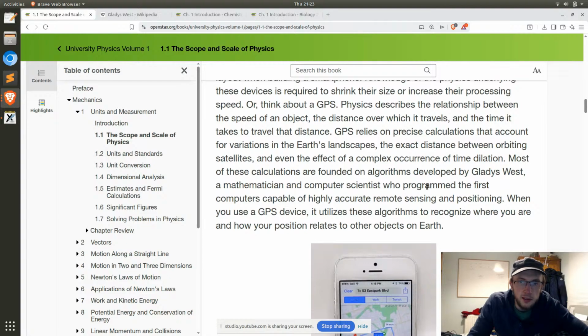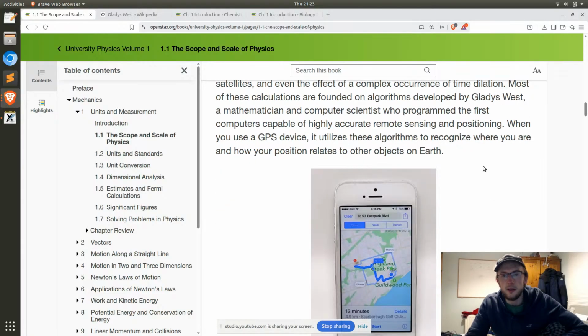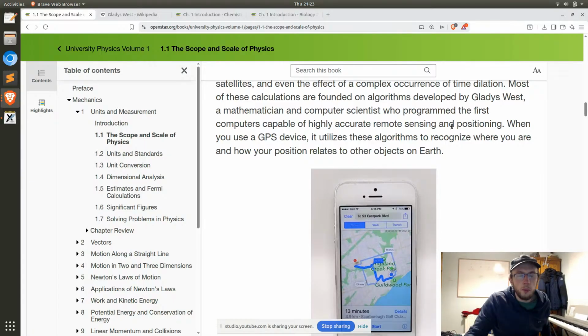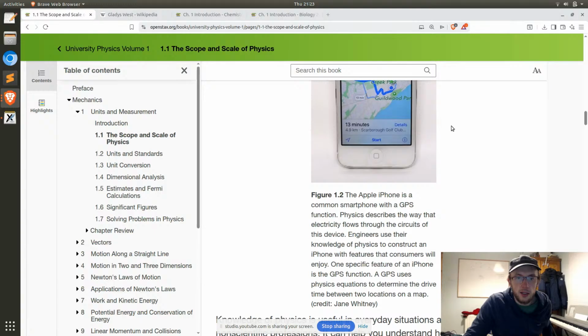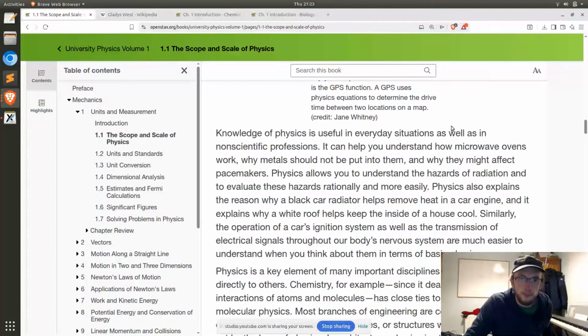Mathematician and computer scientist who programmed the first computers capable of highly accurate remote sensing and positioning. When you use a GPS device, it utilizes these algorithms to recognize where you are and how your position relates to other objects on Earth. Okay, I understand that. Okay. Just a little bit further to go now.